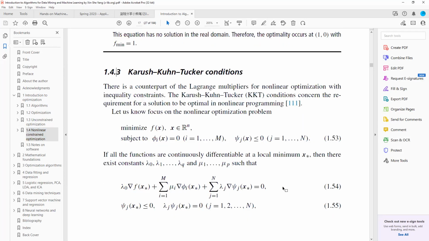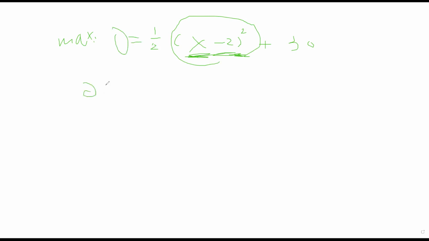Okay, I see. So let me show you a whiteboard again. Now I have an objective function, max 1/2 (x - 2)^2 + 30, for example. This is what we call a quadratic programming problem because it has x squared. Then we can take the first order derivative of the objective, let's call it O. I take dO/dx and set it equal to 0, and then I would be able to find where that x is.